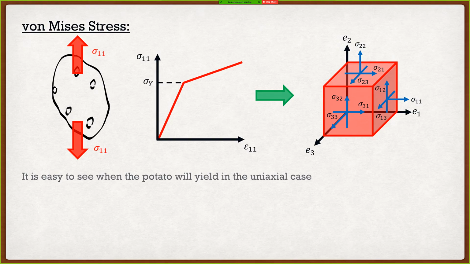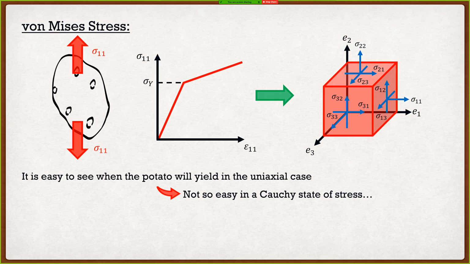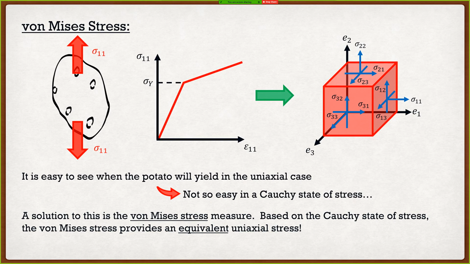So the moral of the story here: it's very easy to determine when the material will yield or change behavior in a uniaxial case. However, it's not so easy in a Cauchy state of stress or a 3D stress state. So one of the things that we're going to do is introduce something called the von Mises stress measure, which basically takes our 3D stress state and converts it to an equivalent uniaxial stress state. And since we have an equivalent uniaxial stress state, we can then very easily determine if something yields or if it doesn't yield. So how do we do that?